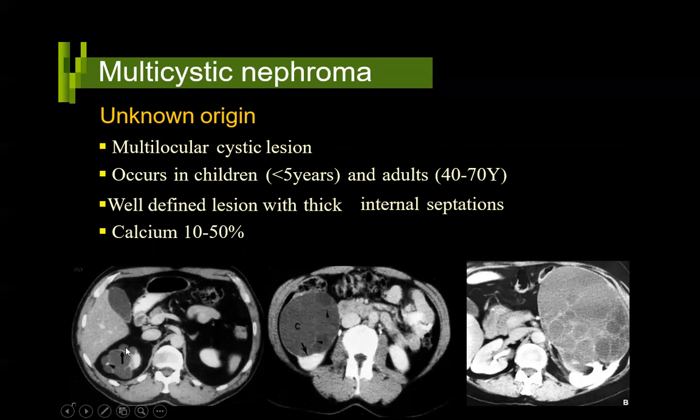So you have to be careful. You can see this in children, or you can see it in adults after 40 years of age. So it might not be just a simple cyst. This can be a multicystic nephroma. So it's a cystic RCC sort of tumor. You can also have calcium in 10 to 15% of cases.